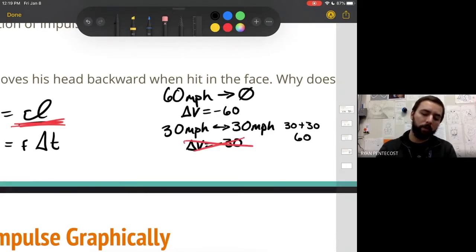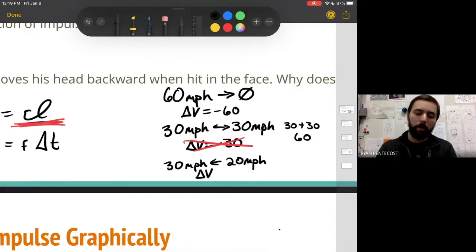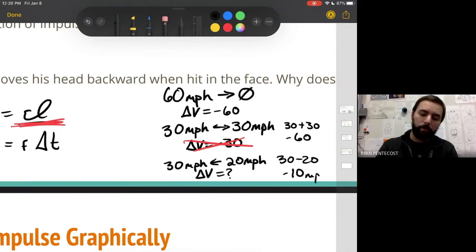Then if we say something similar, say you're going 30 miles per hour and someone hits you going 20 miles per hour and you get rear-ended. Well, then this also, we don't really have a delta V. We don't know the result of this collision, but that acceleration that you feel would really be as if you changed your delta V at negative 10 miles per hour, right?